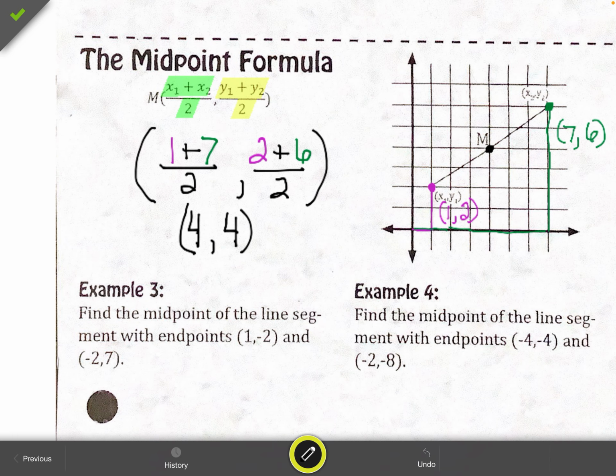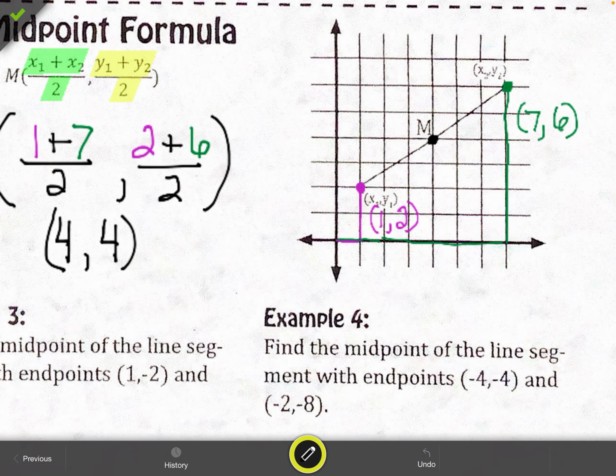Okay, and let's just make sure that checks out with the actual graph. So we think it's (4, 4). Let's see, right 1, 2, 3, 4. Okay, that would be positive 4. And then to get there, we go up 1, 2, 3, 4. So yes, (4, 4) is my midpoint. It is the halfway point between my two endpoints. Midpoint, the point in the middle.